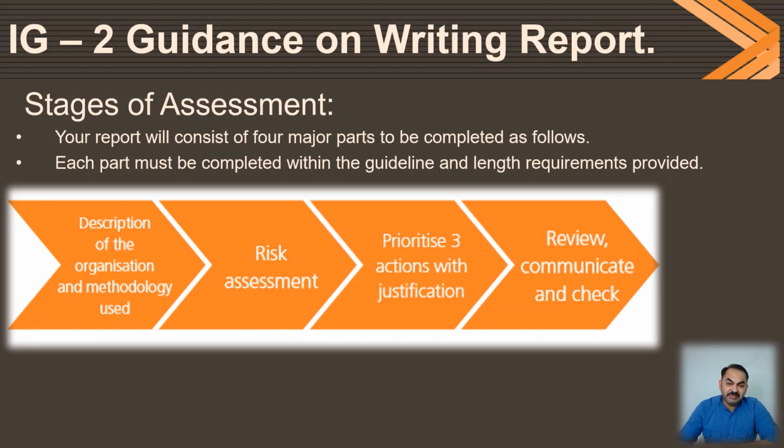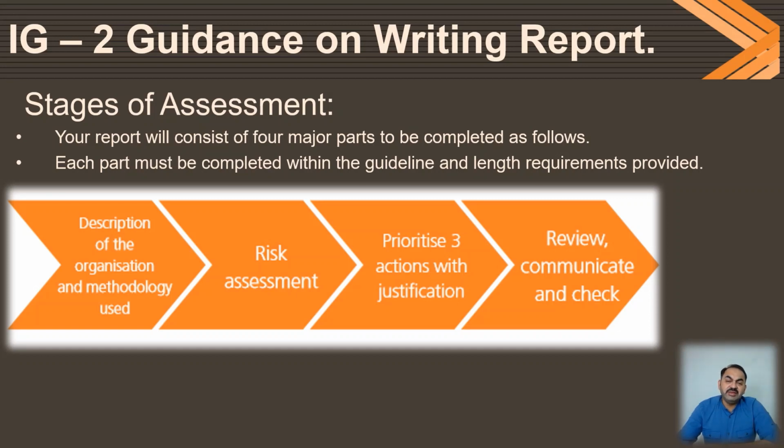Then your risk assessment, typically: what are the hazards, what are the risk levels associated with them, and all of those five steps which are included in your risk assessments. Then we'll be prioritizing three important recommendations you have made in your report. So, for example, you come up with 10 hazards, and out of those 10 hazards, three are really critical areas which should be taken on top priority to be controlled. So we'll be discussing those three important actions with justifications why they are important, what kind of losses are expected if they are not taken care of.